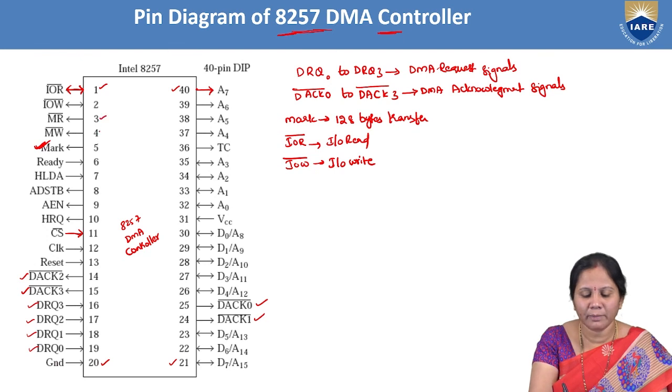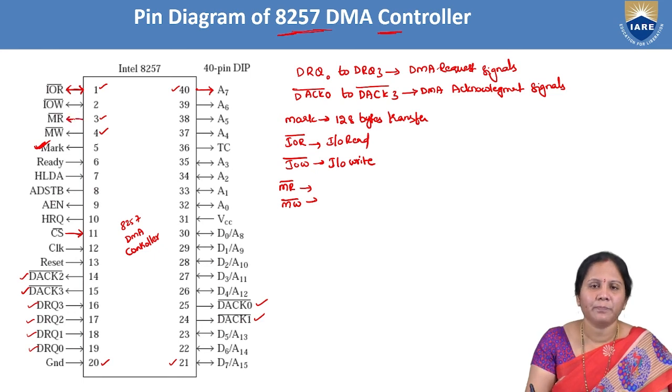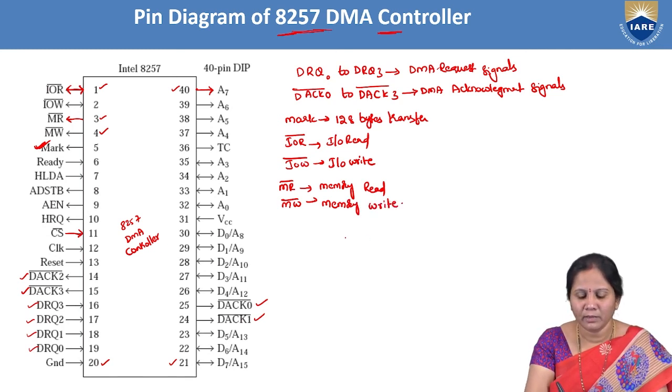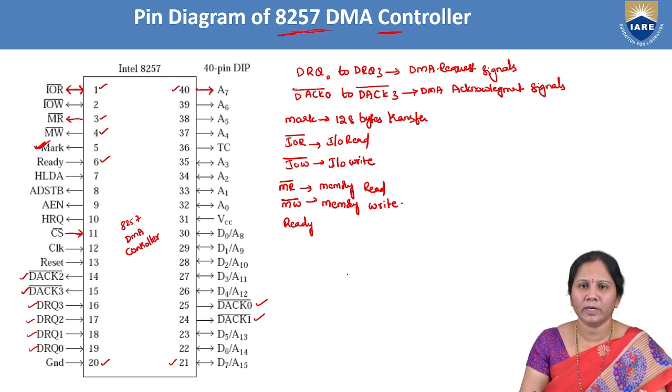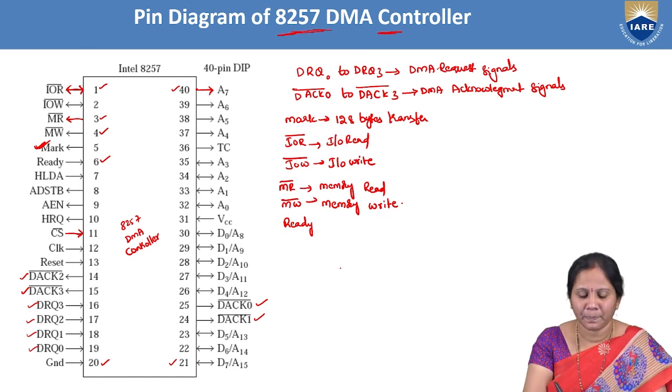The next signals are MR bar and MW bar. They are active low signals and they are output signals. This is called the memory read signal and this is called the memory write signal. The next signal, the sixth one, is the ready signal. As we know, in the 8086 microprocessor also a ready signal is there. This ready signal is especially for slower devices.